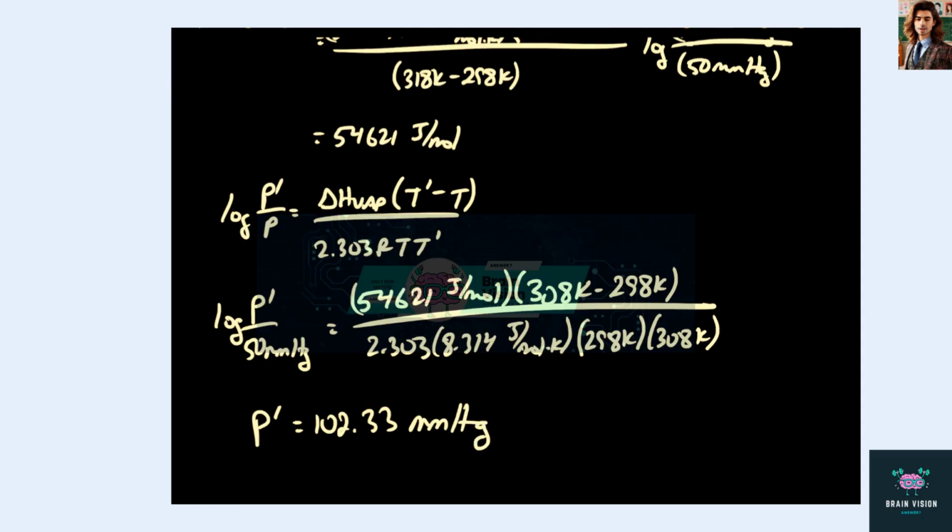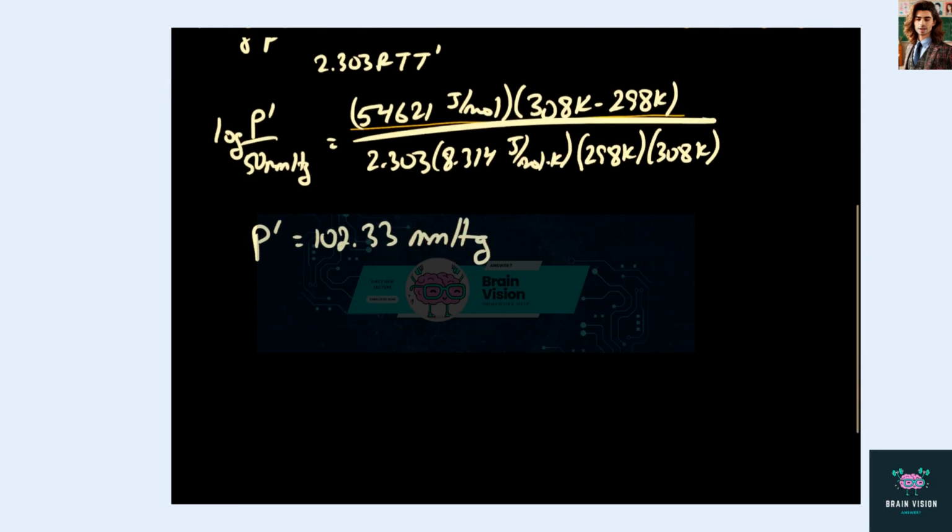millimeters of mercury. Now we can plug this into our ideal gas equation. The number of moles is equal to PV over RT, and so we have 102.33 millimeters of mercury.